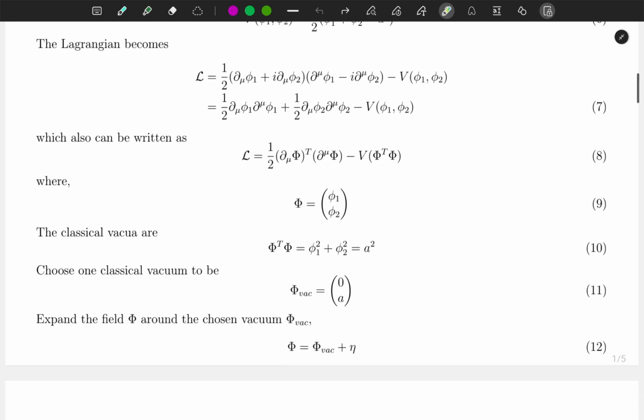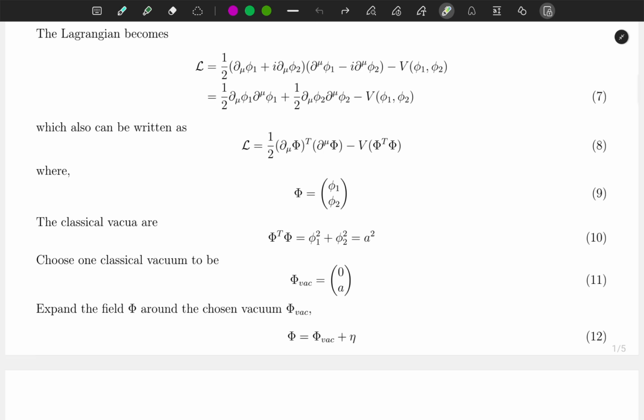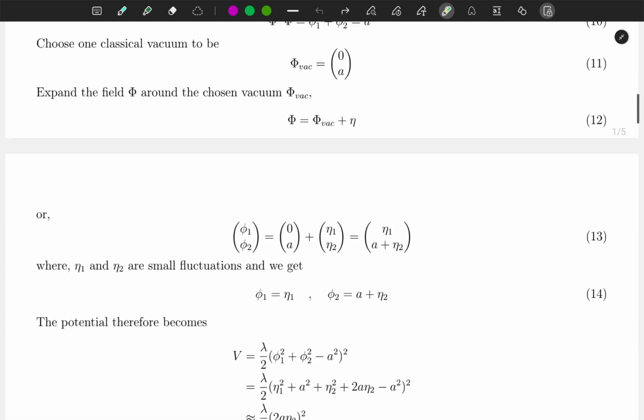Now we are again choosing one classical vacuum, that is, we are choosing this. This is phi 1, this is phi 2, and you see that this satisfies this equation. So this is a classical vacuum. There can be others, but we are choosing one particular classical vacuum. Now we are expanding the field phi around the chosen vacuum like this. Here eta is a small fluctuation.